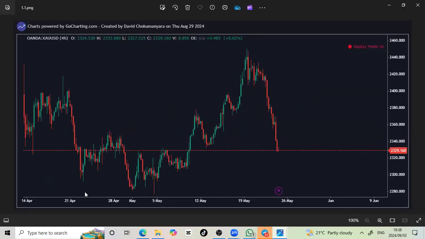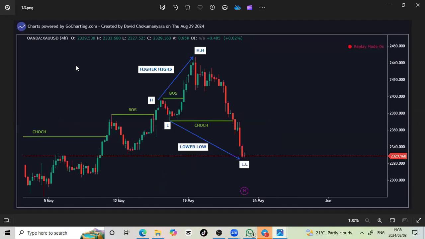Okay, we have this chart and we don't see anything here. There is nothing that we can see on this chart. Let's go and see the next chart. Then if we do our analysis, we can see that here there was a change of character, meaning that price was now moving from a downtrend into an uptrend. And here we have the continuation of the bullish trend as we have a break of structure, as price was able to create a new high, and then price dropped, creating a new higher low, and then price pushed upwards creating a new high.